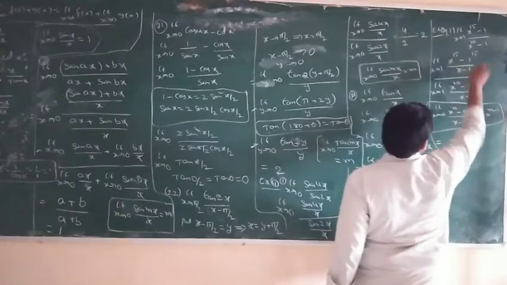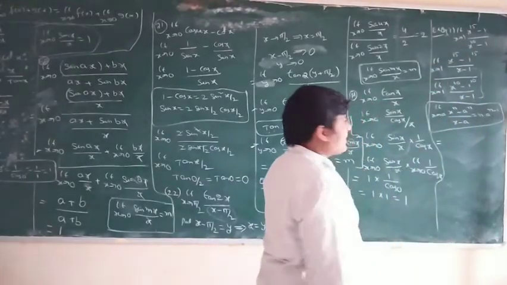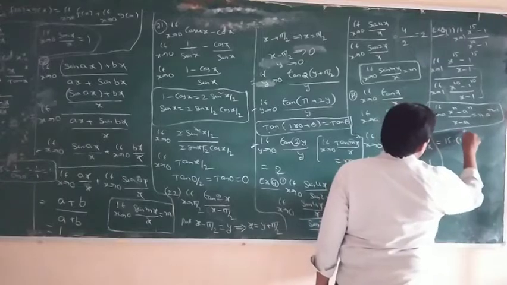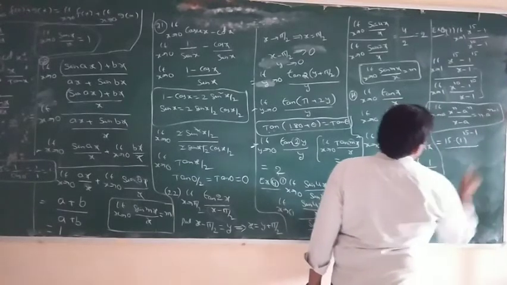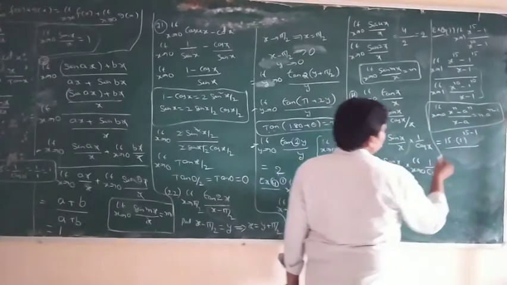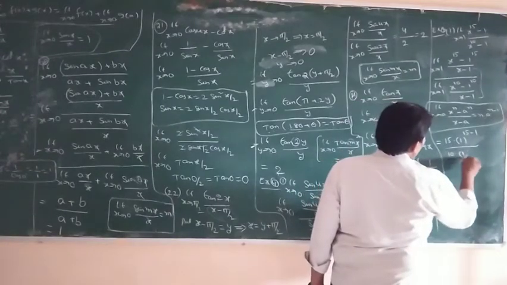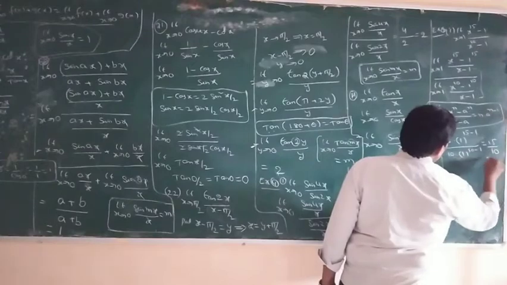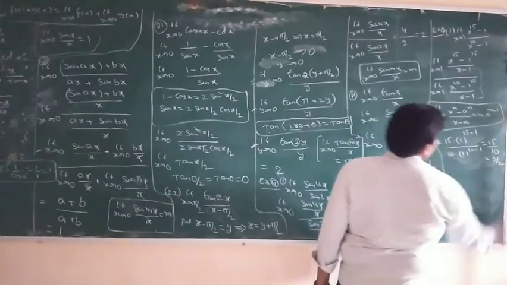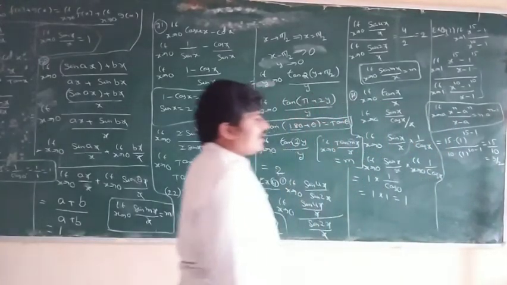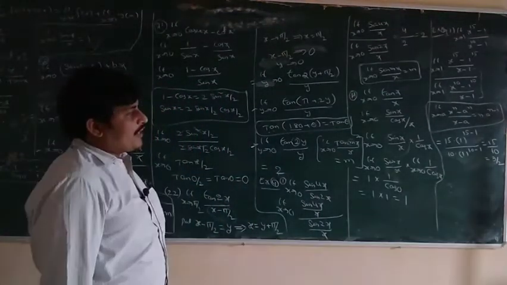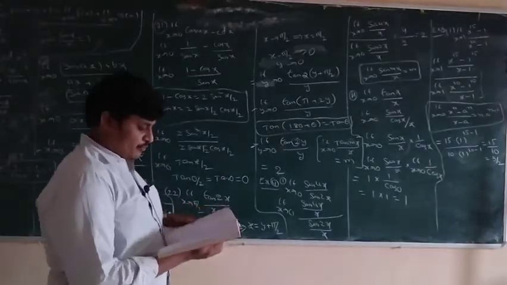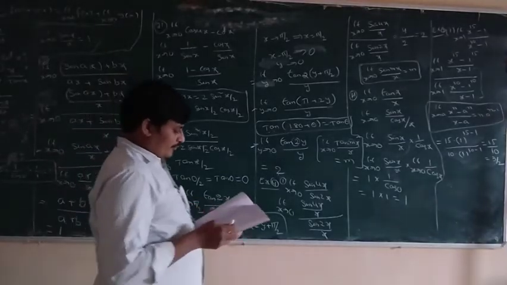So here in the numerator, what is n? 15. What is a? 1. So 15 into 1 power 15 minus 1. And in the denominator, what is n? 10, so 10 into 1 power 10 minus 1. So 15 by 10. 15 by 10 is equal to 3 by 2. 5 threes are 15, 5 twos are 10, so 3 by 2. Answer is 3 by 2. Okay.